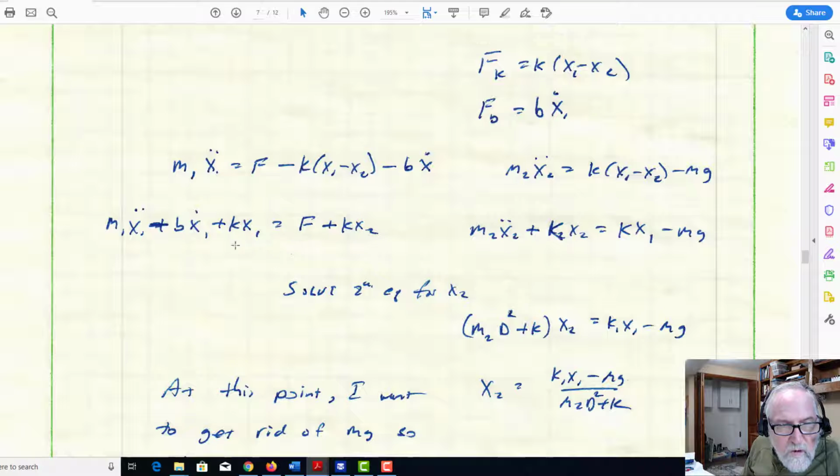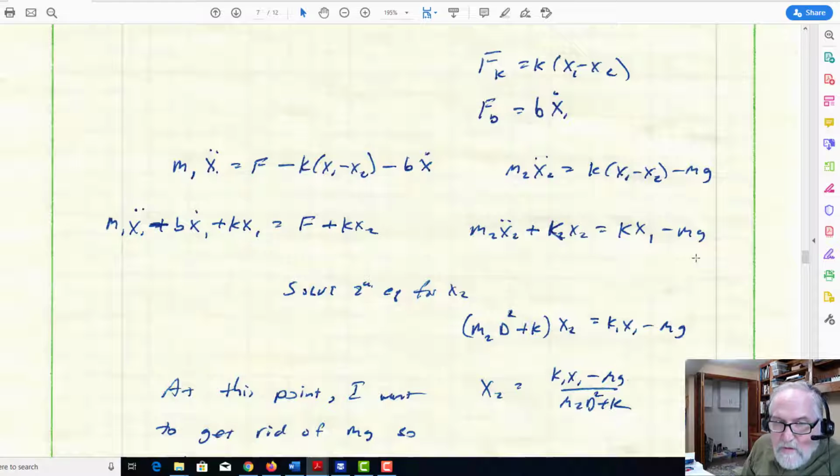And so what we have are two differential equations, both second order, but coupled. Here's a kx2 term in my x1 equation. Here's a kx1 term in my x2 equation. We have an input force F, and we have this mg here. And strictly speaking, mg is an input, all right, because it's not one of the other variables.